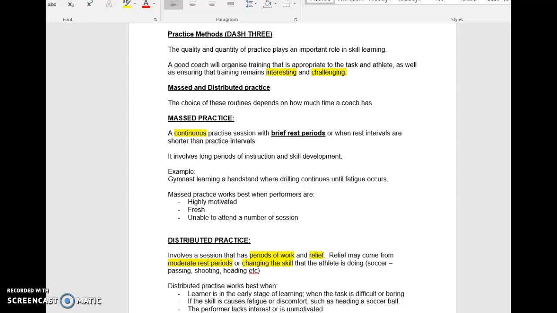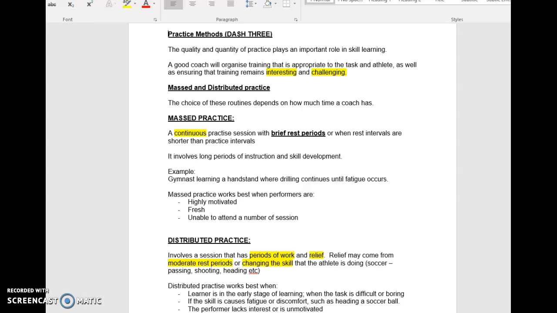Distributed practice is different, and the main difference, as you can see on your notes, is sessions are broken up by periods of work and then relief. Massed practice focuses on continuous practice, whereas distributed practice is a little bit like interval training where there are periods of work and rest. This is great for game sports where there are a number of components that make up the entirety of skills that the athlete will need.